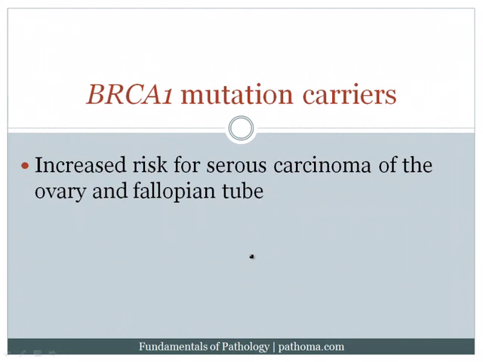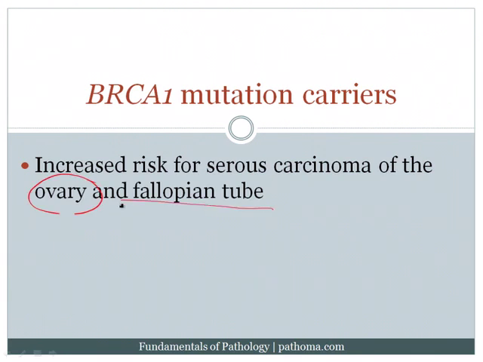You need to go one step further and know that the most classic type of tumor that arises in the ovary in these patients is a serous carcinoma. So these patients would get a surface epithelial tumor that was malignant, and it would be of the serous subtype. So that's important to know concerning BRCA1 mutation carriers. The second important thing to know about these patients is that not only do they have an increased risk of ovary, but they also have an increased risk of serous carcinoma of the fallopian tube.